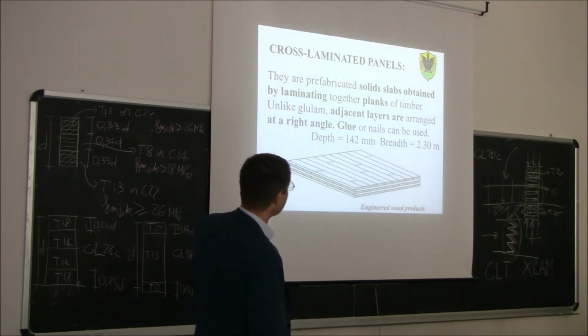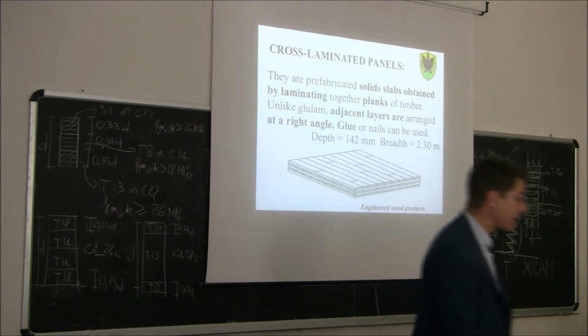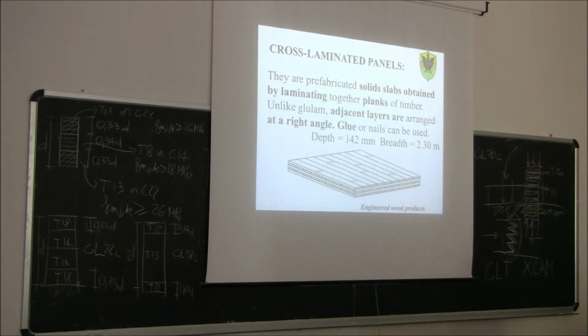Glue or nails can be used. I can tell you that in 99% of cases, glue is used to bond the boards together. There is some production of nailed cross-lam, but the properties of the nailed panels are not as good as the ones with glue.